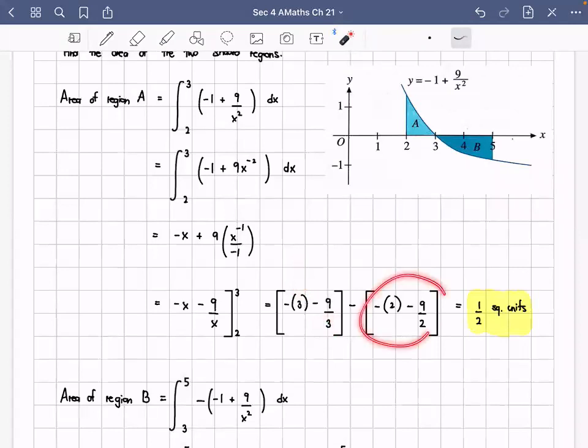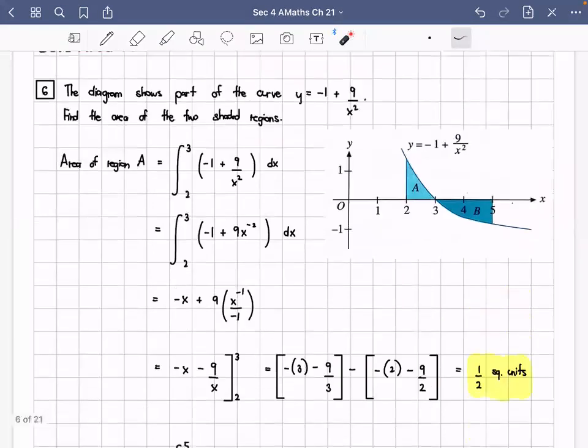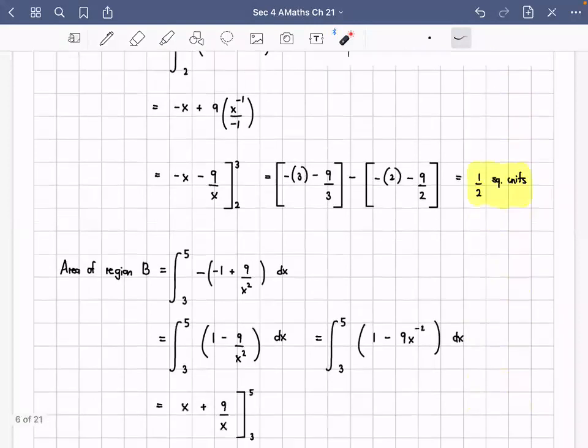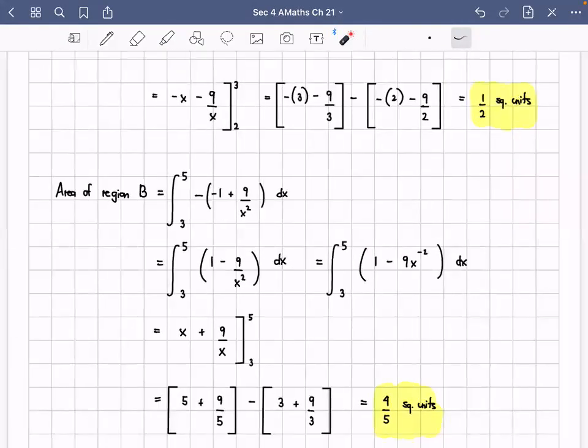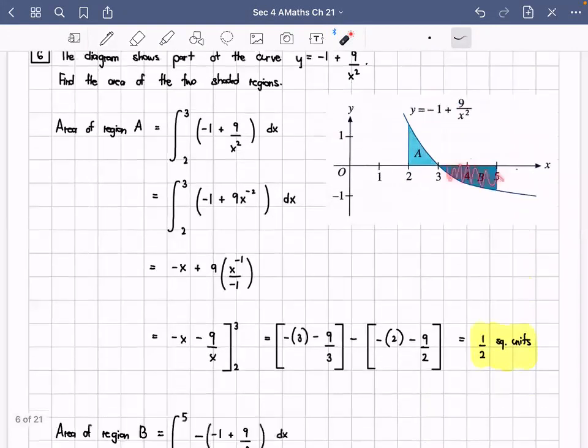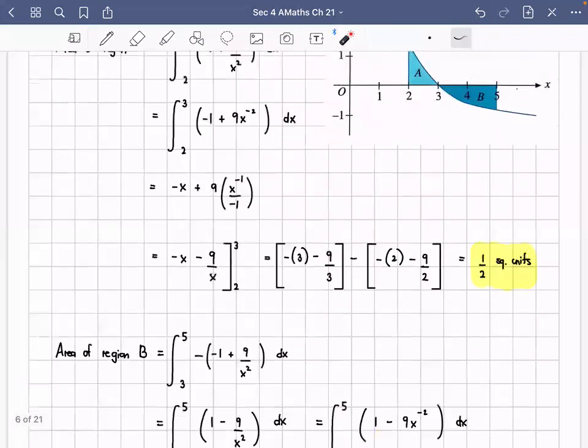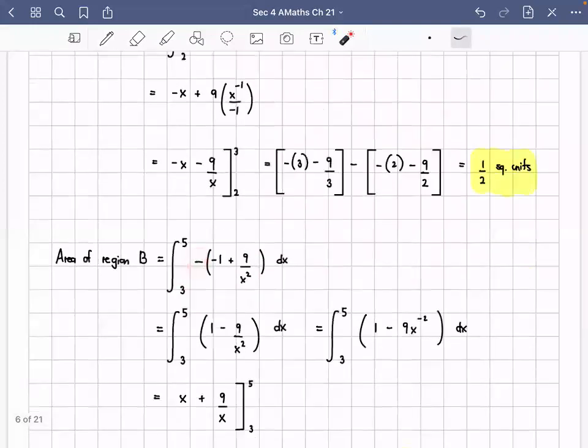And then minus your lower limit, which is 2, and then 2 here. So that gives you 1/2 square units. Okay, so that's the area of region A. Now for region B, we know that the shaded area is below the x-axis. So therefore, this now is multiplied by a -1.